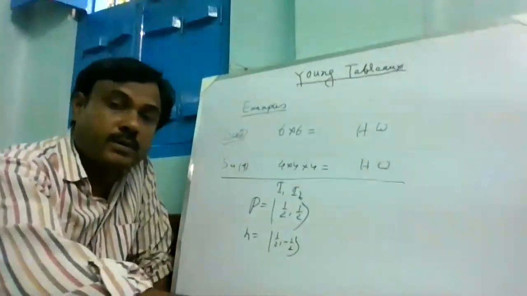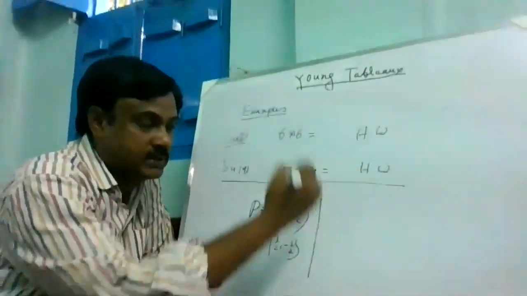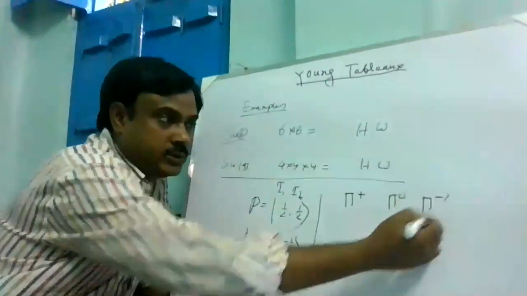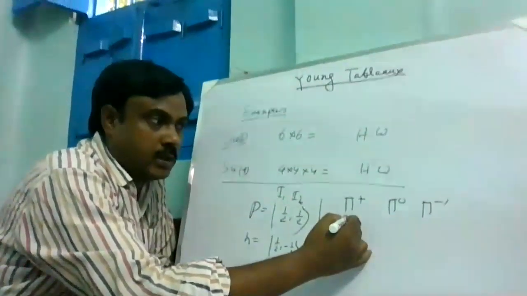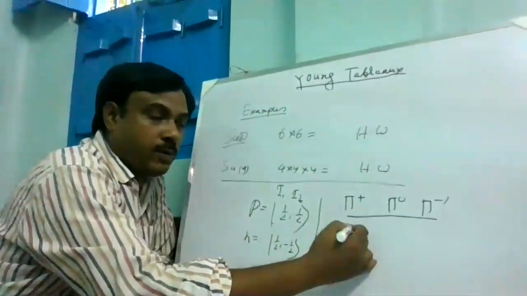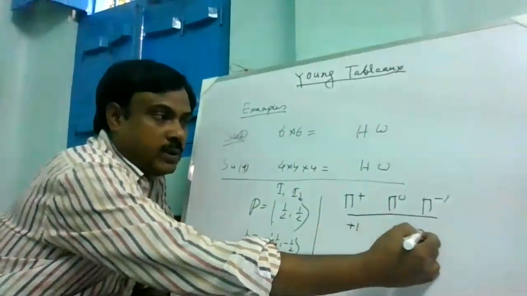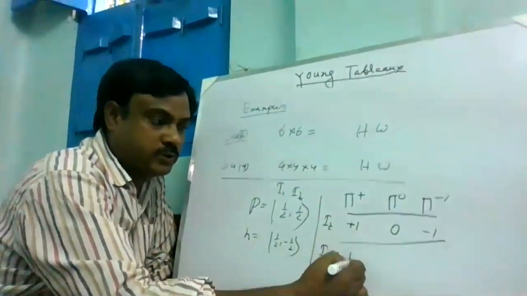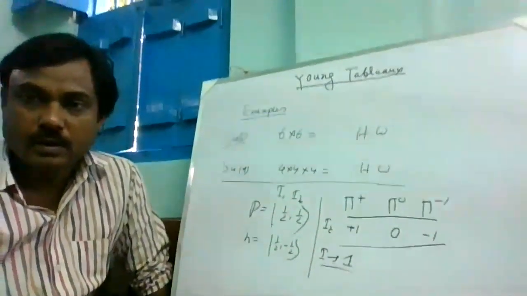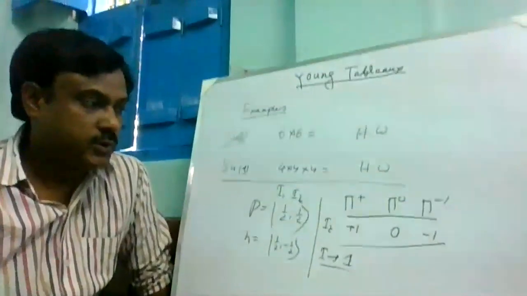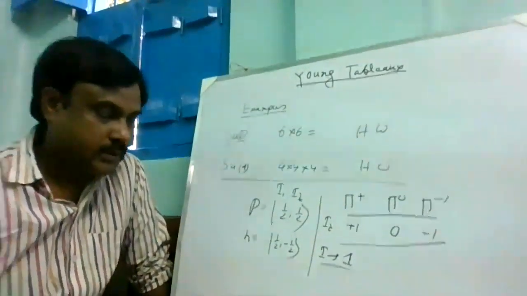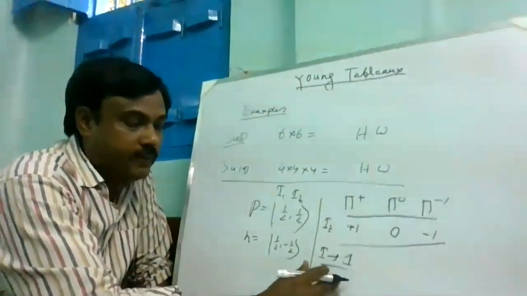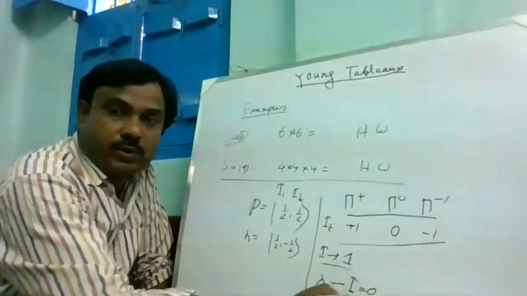For another multiplet in isospin space, we have a triplet: pi plus, pi 0, and pi minus. So its isospin is 1. There are 3 states, so its z component will be plus 1, 0, and minus 1. So the I value for this triplet will be equal to 1. Then the I value for lambda is 0.